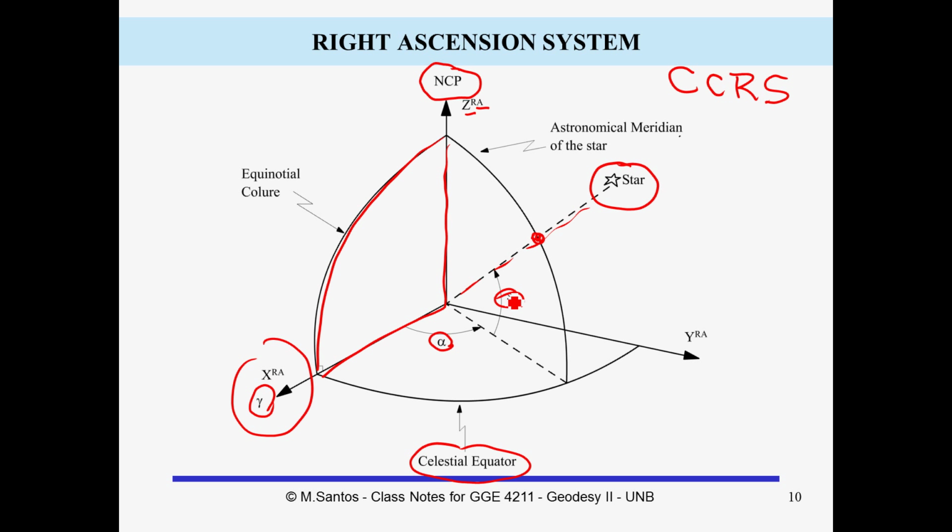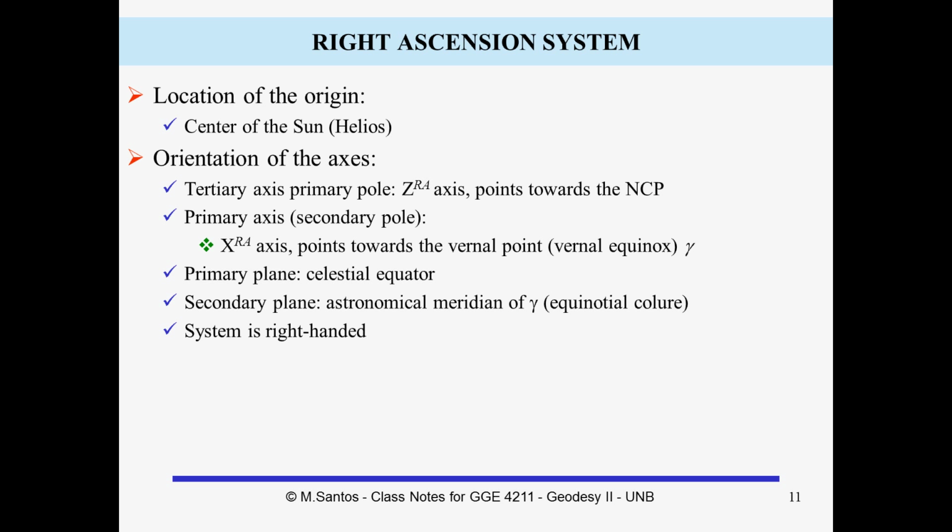So this is an explanation of the characteristics of the right ascension system, the origin and the orientation of the axes, and all the elements that relate the Cartesian coordinates with the curvilinear system. All these definitions follow the basic definition of the elements that are required to define a coordinate system, as we discussed in the first section.